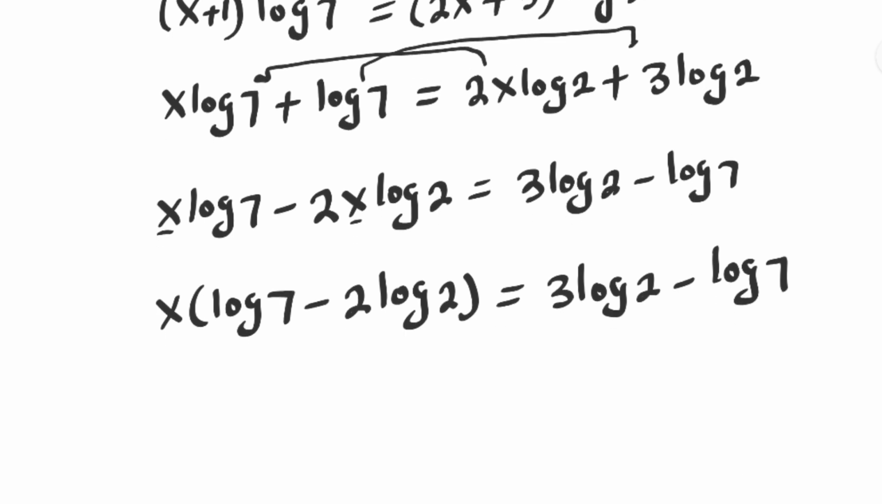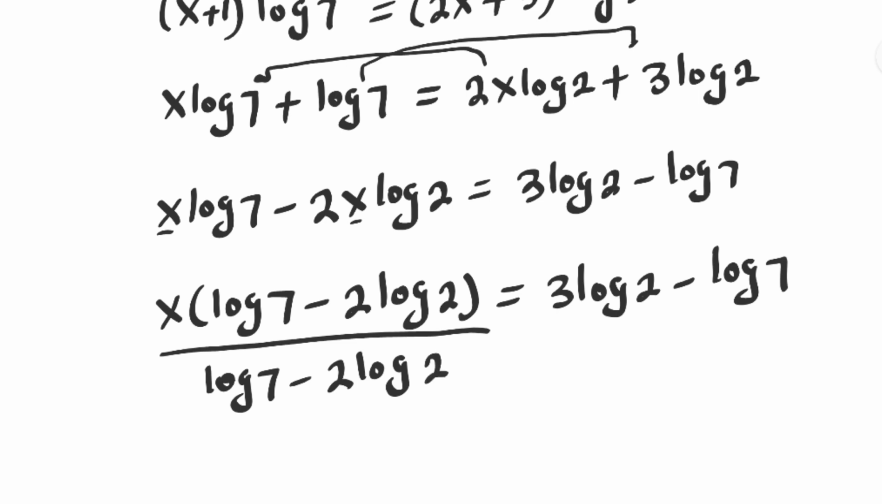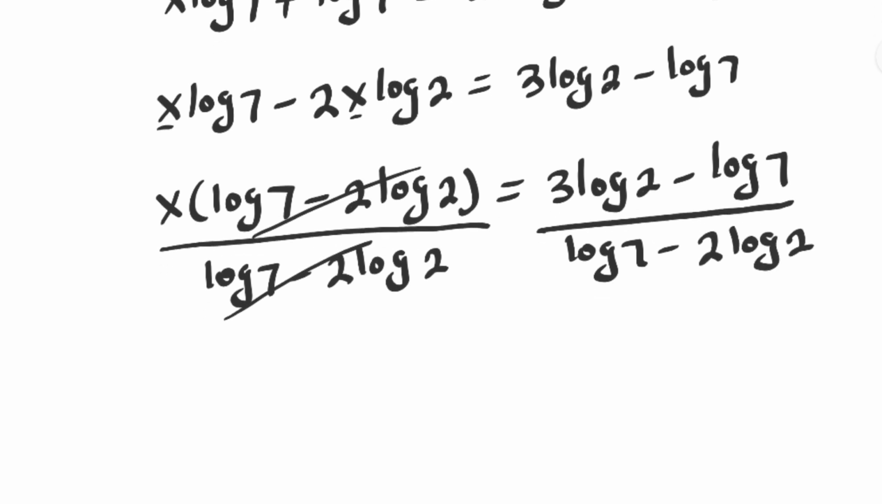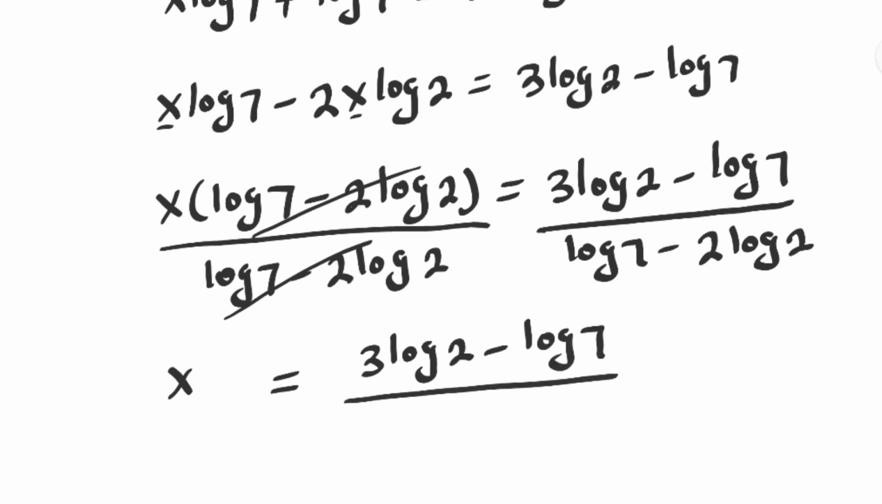Now here, let's divide both sides of this equation by log 7 minus 2 log 2. This divided by log 7 minus 2 log 2, and this also divided by log 7 minus 2 log 2. This cancels this. x is equal to 3 log 2 minus log 7 over log 7 minus 2 log 2.